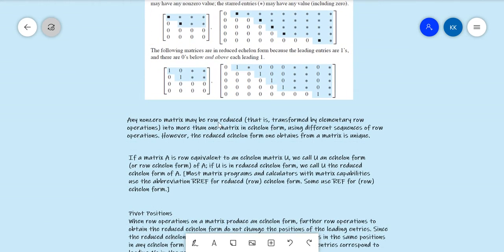Any non-zero matrix may be row reduced, that is, transformed by elementary row operations into more than one matrix in echelon form using different sequences of row operations. Makes sense. However, the reduced echelon form one obtains from a matrix is unique. So they're saying that you can take any non-zero matrix and use elementary row operations to convert it into multiple matrices in echelon form, using different sequences of row operations. However, if you get the reduced echelon form, then it is unique for any matrix.